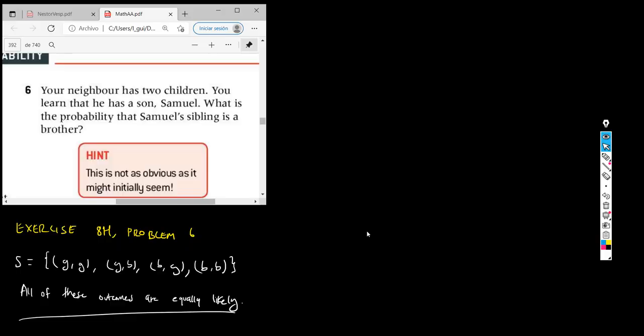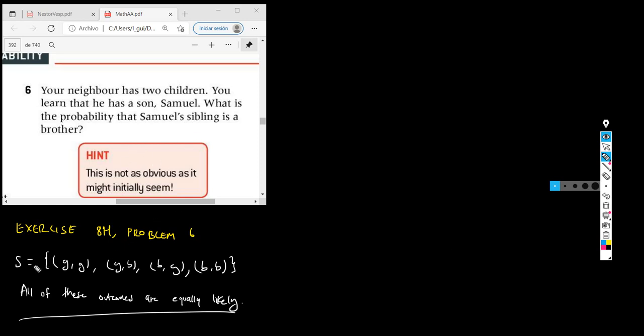Okay, and then exercise 8H, problem number 6. This one. Your neighbor has 2 children. You learn that he has a son, Samuel. What is the probability that Samuel's sibling is a brother? Okay.